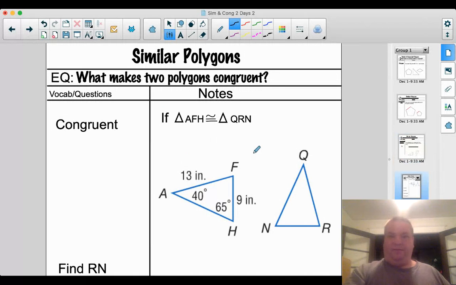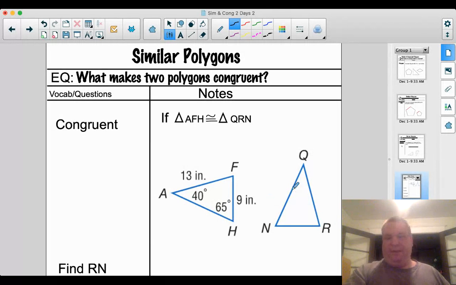All right, so the way we write congruent is by using this symbol. It's like an equal sign with a little wavy line over it. The way we would read a sentence like this is saying triangle AFH, that means the triangle that has the points A, F, and H, is congruent to triangle QRN. That's just the triangle with the points Q, R, and N.